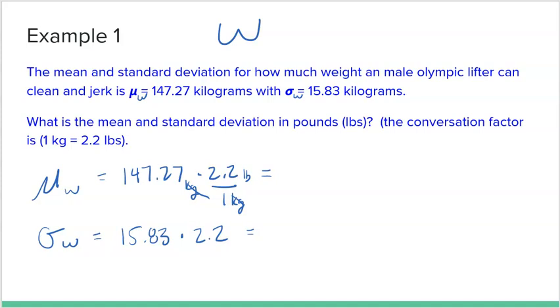So all I got to do is grab a calculator, 147.27 times 2.2 converts that to 323.99 pounds. So almost 324 pounds. Taking 15.83 times it by 2.2, we get 34.83 pounds. So again, this is like chemistry class. I'm just converting. I'm just canceling out my kilograms to get the pounds. Just multiplication. Easy. Multiplication affects mean and standard deviation.